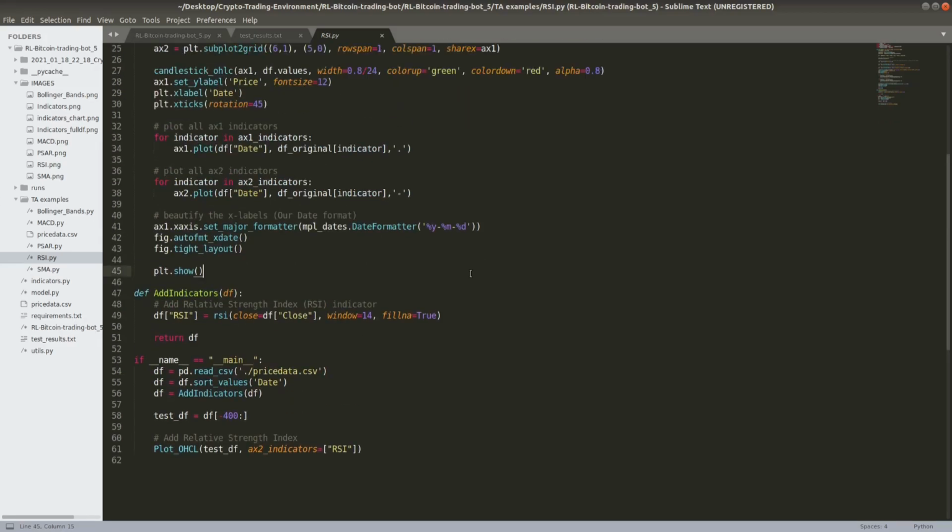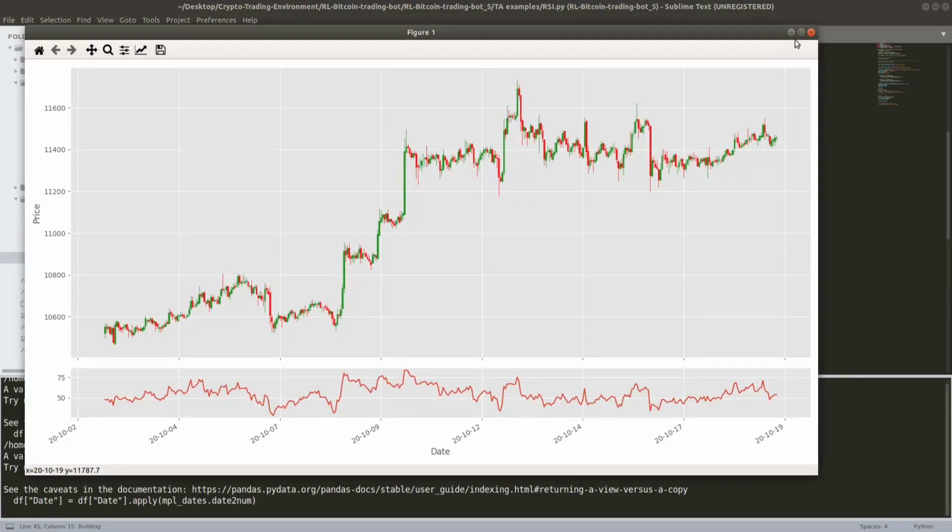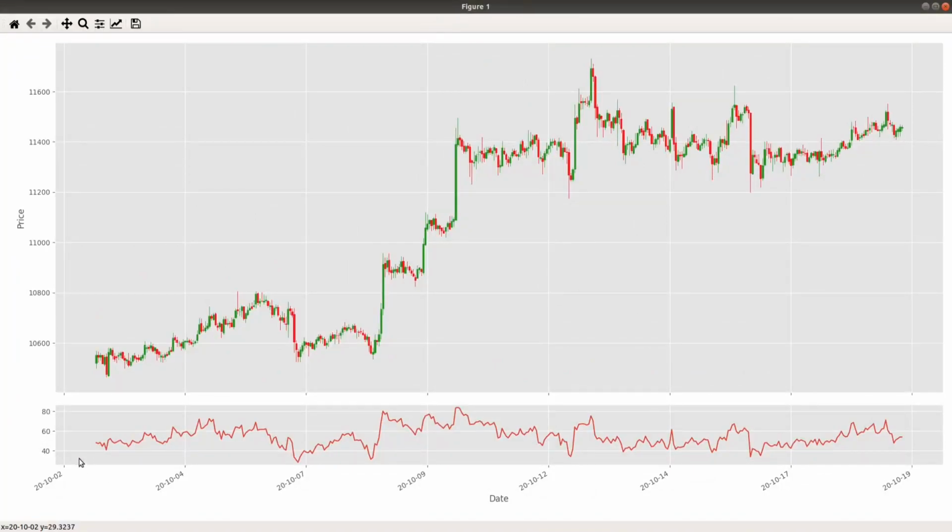So I will plot them and you will see, but there is one difference here: we can't see where the 30 and 70 lines are, but actually we can imagine that 70 is somewhere here and 30 is somewhere down below here.